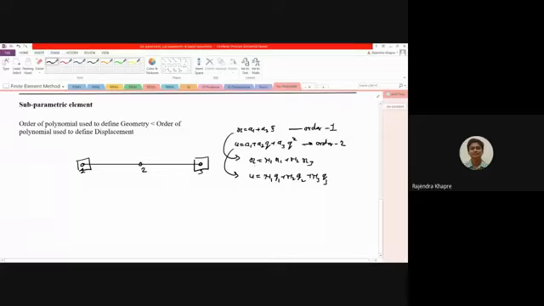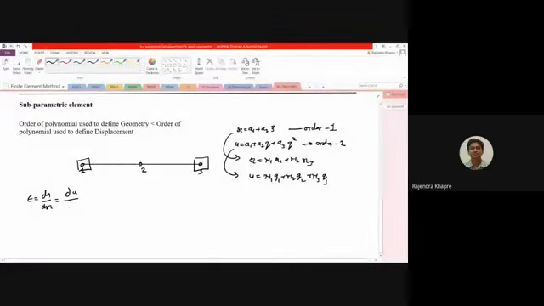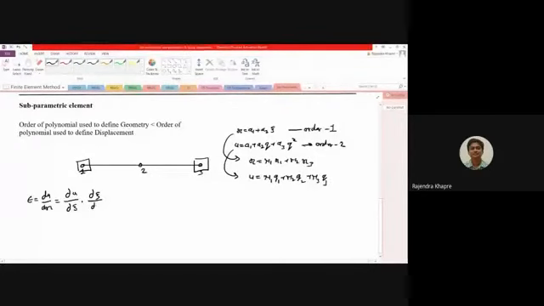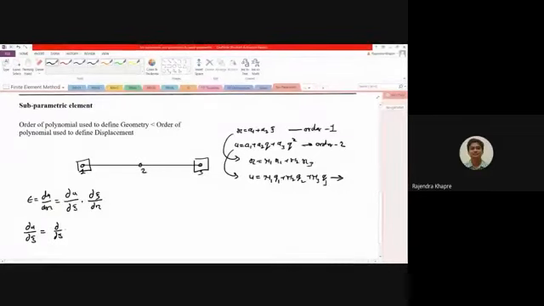With this, if you want to derive the stiffness matrix, first of all you need to calculate the strain. Strain is du by dx, and it can be written as del u by del xi multiplied by del xi by del x. Now let us focus on del u by del xi. Here we have to use this u, so what you get is d by d xi of N1.